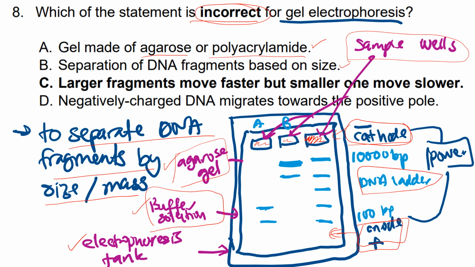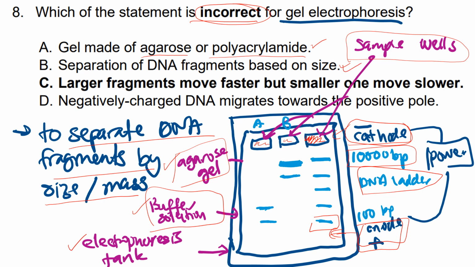So for example, here you have your DNA ladder that indicates the sizes. If your DNA sample is somewhere at the top, the length of the DNA will be about 10,000 base pair. If it's at the bottom here, the size of the DNA will be about 100 base pair. So this is to compare, to know what is the size of your DNA sample. Therefore, statement B is correct.